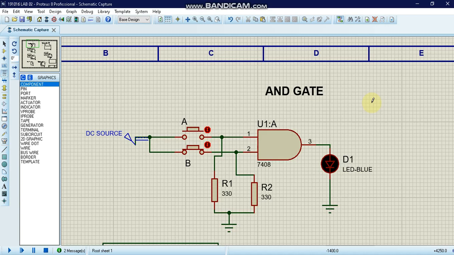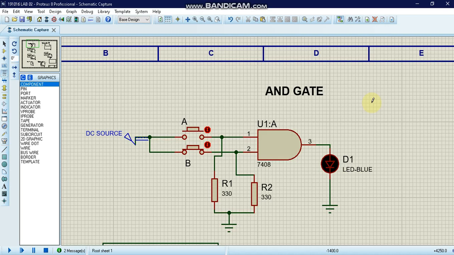Today I'm going to give the lecture about gates, logic gates. First of all, we should know what logic gates are. Logic gates are basically the basic building blocks of any digital system. These are electronic circuits which have one or more inputs and only one output.